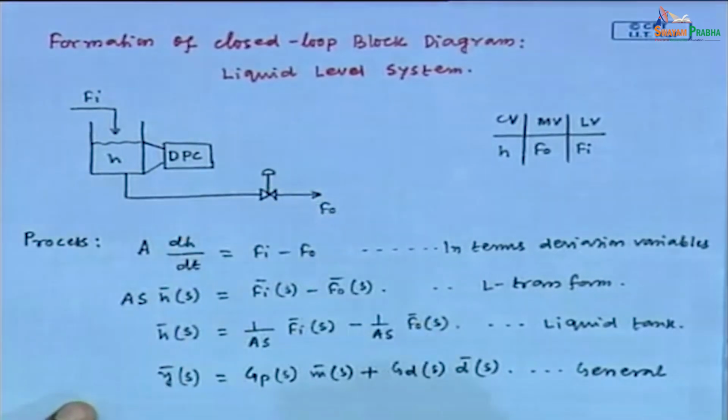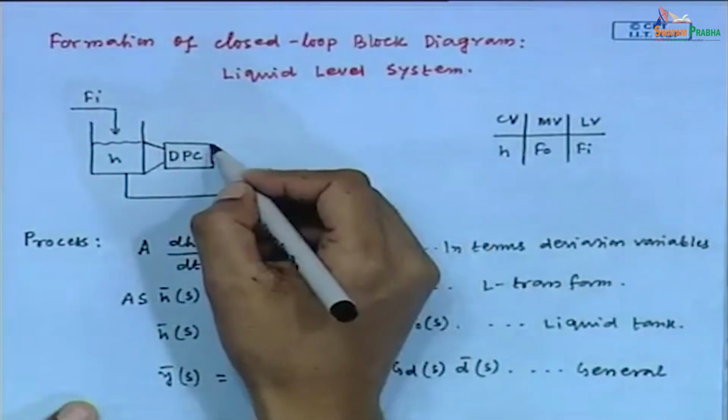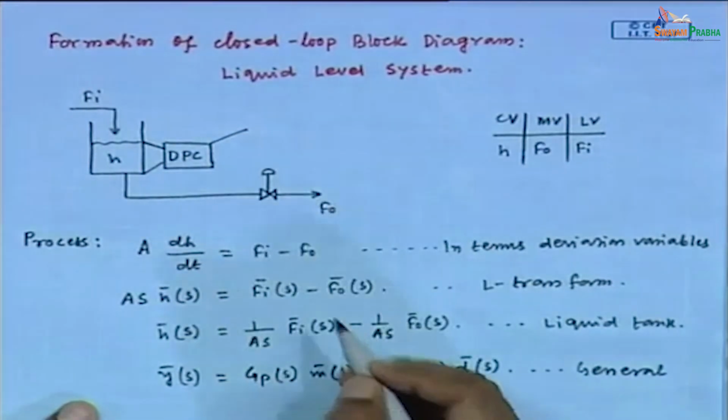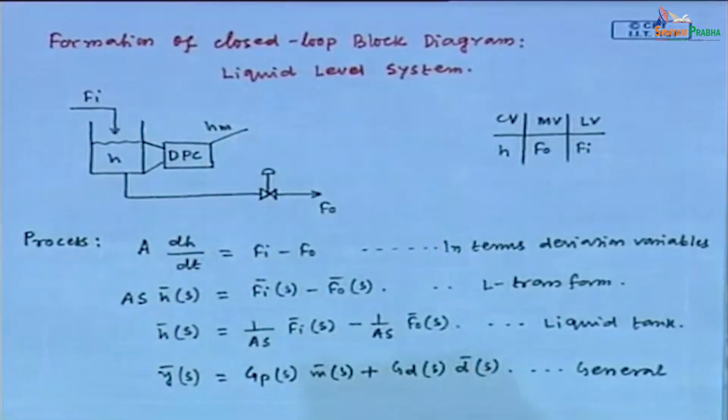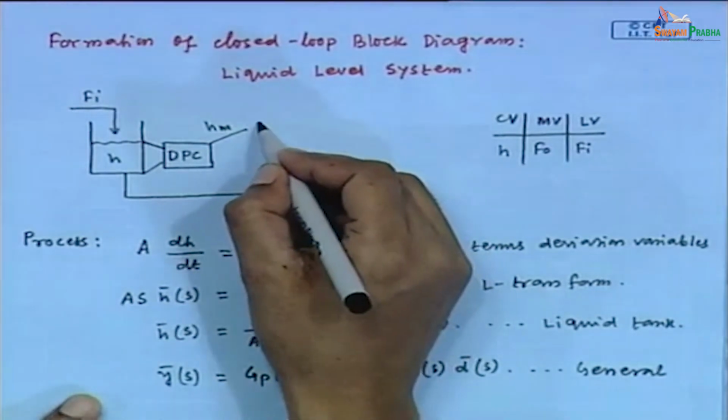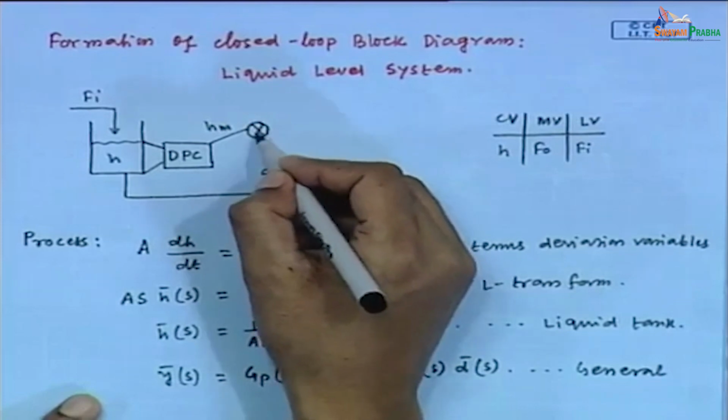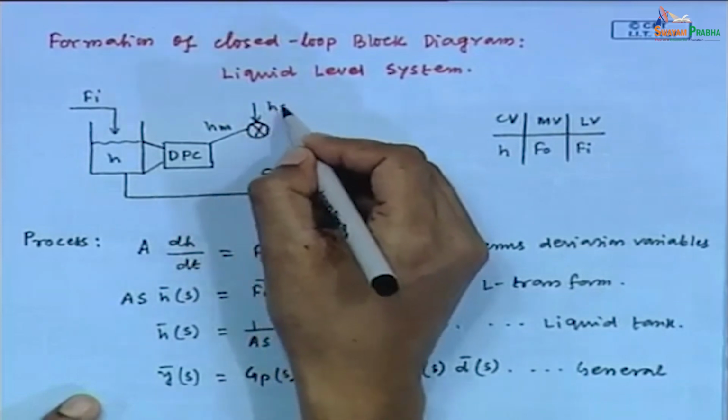To measure the liquid height, a differential pressure cell, DPC, can be used as a sensor. So, what is the output of this differential pressure cell? The output of this differential pressure cell is HM. Original height is H and measured height is HM. This output is compared with the set point value HSP.